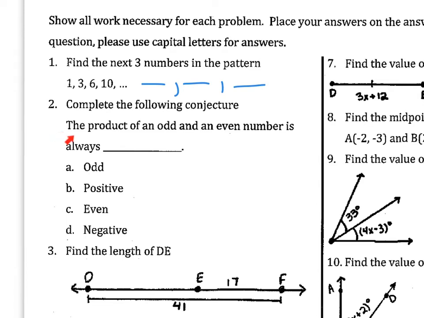Number 2, complete the following conjecture. Basically, draw a conclusion. The product, that's the answer to a multiplication problem, of an odd and an even number is always what? Is it odd, positive, even, or negative? So for example, if we say the product of an odd and an even number, so like 1 times 3, that's going to give you 3. Or how about 5 times 3? It gives you 15. Kind of continue that pattern. Do a few more problems. Make sure you use an odd and an even.